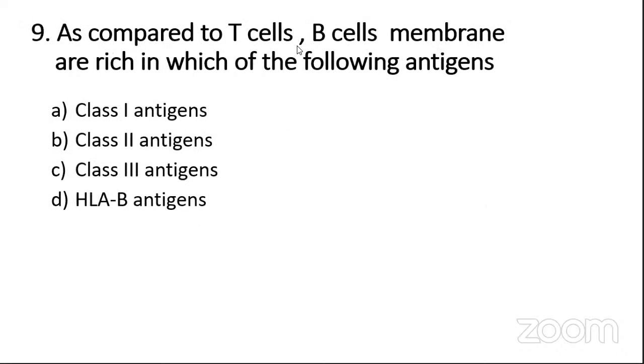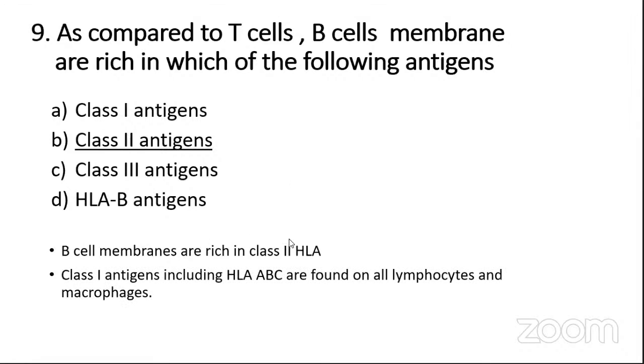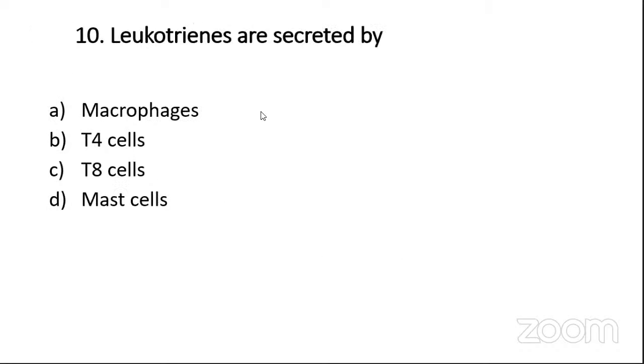As compared to T cells, B cell membranes are rich in which of the following antigens? Class 1, class 2, class 3 or HLA-B antigens? Class 2. Okay, good. So B cell membranes are rich in class 2. Class 1 are mainly present on all T lymphocytes and macrophages, whereas class 3 is mainly complement components.